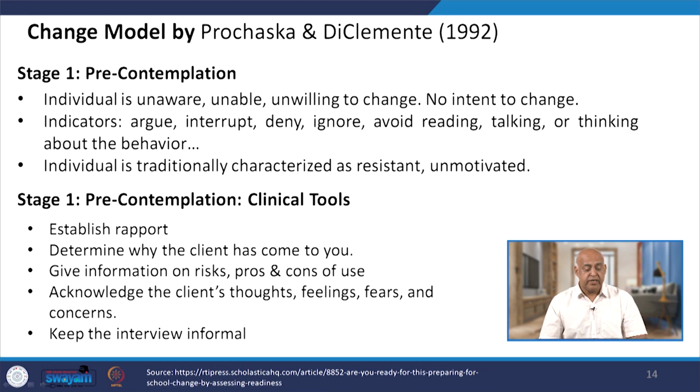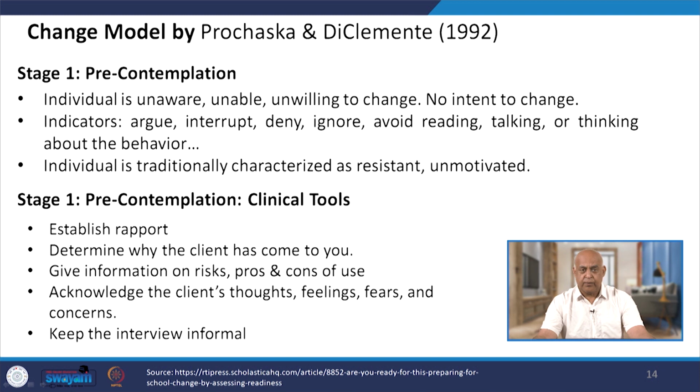Pre-contemplation: the individual is unaware, unable or unwilling to change, and has no intent to change. Indicators are arguing, interrupting, denying, ignoring, avoiding reading, talking or thinking about the behavior. The individual is traditionally characterized as resistant and unmotivated. So in pre-contemplation, first you have to understand the mental stage of readiness for change, and then go for the clinical tools.